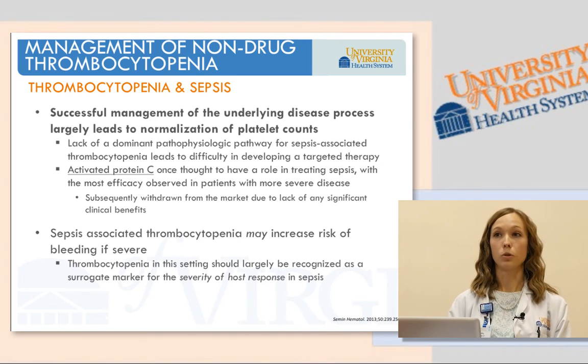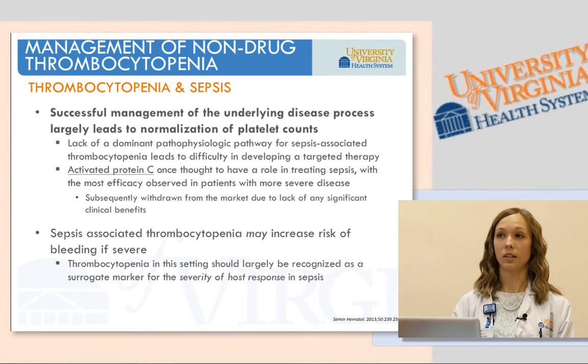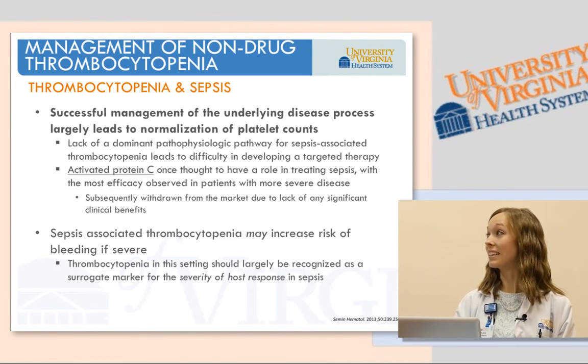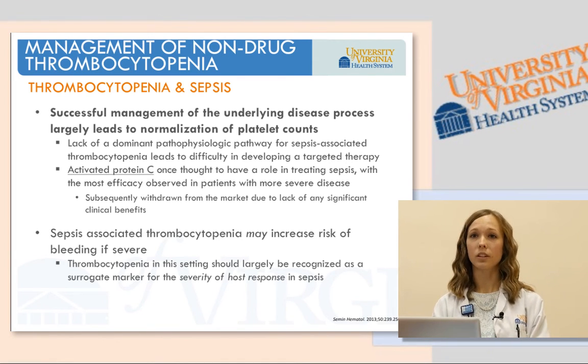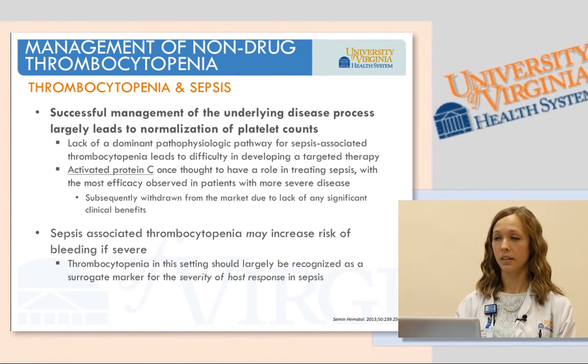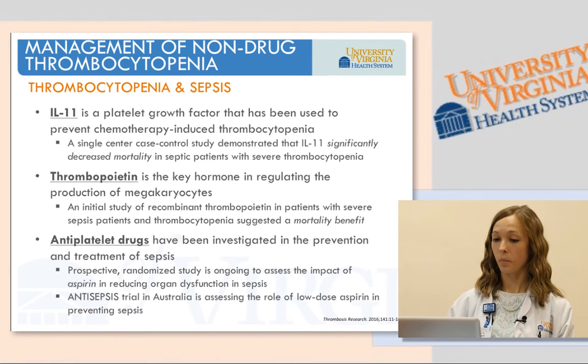We used to think that activated protein C, or Xigris, had a role in treating patients with sepsis and thrombocytopenia, but of course that was withdrawn from the market a few years ago because of the lack of any significant clinical benefit. So when it comes to thrombocytopenia and sepsis, instead of looking at the platelet count as necessarily something we need to fix and address, we should really be using it more as a marker of disease severity, as an indicator of how sick our patient is for other reasons and how aggressively we should treat their underlying septic episode, while also being mindful of potential bleeding risk.